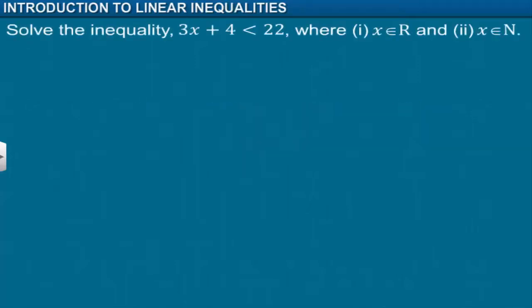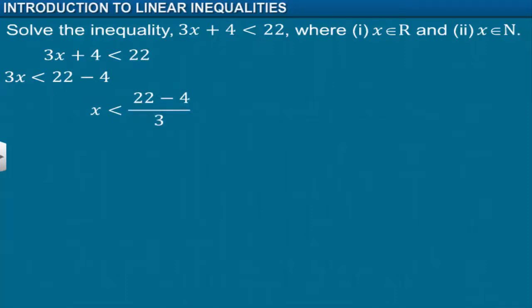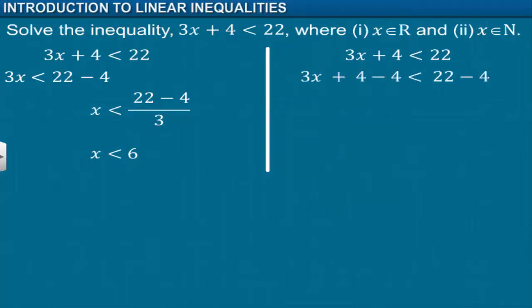We will solve the inequality shown here. We will find the solution set. While we solve an inequality, the general technique is that we make the coefficient of x 1. For this, we take all the constants to the other side of the inequality sign. We will use the rules we discussed earlier to get the desired result. Let's see the procedure. First, we subtract 4 from both the sides. We get 3x less than 18.